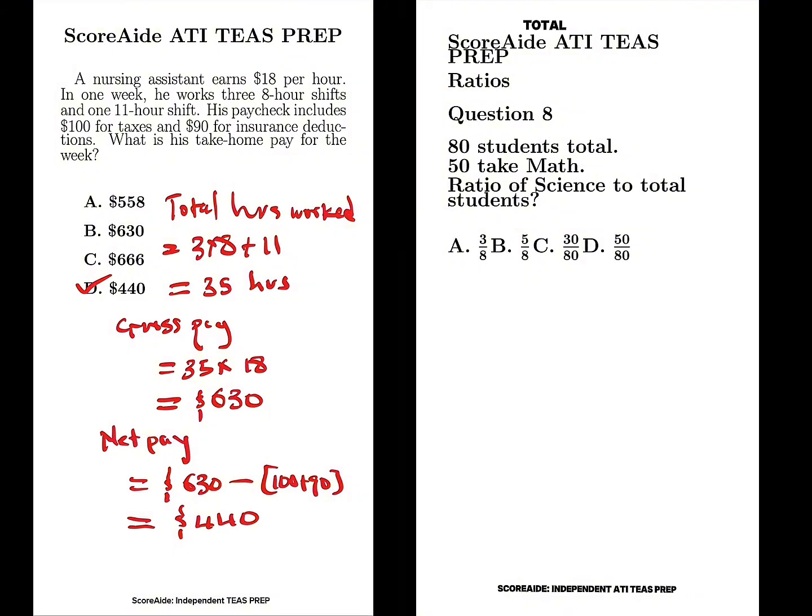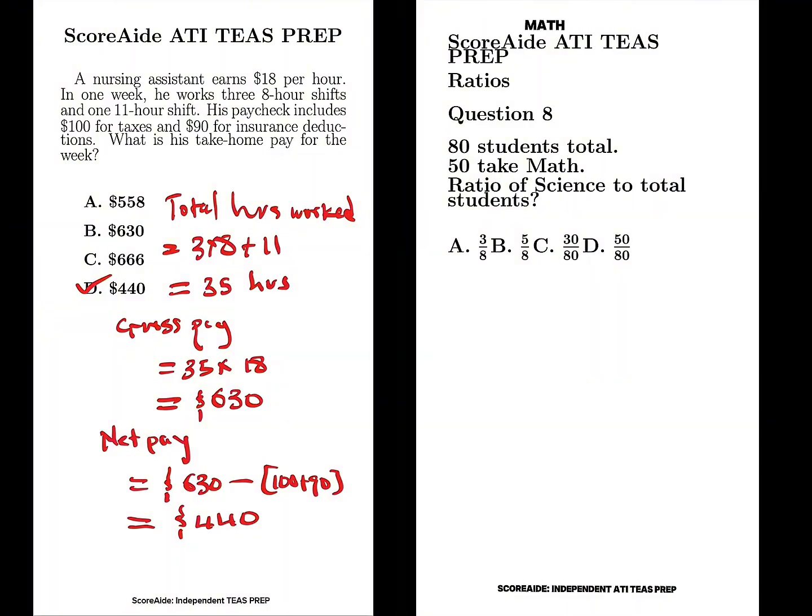80 students total. 50 take math. Ratio of science to total students. So they're telling me that math students aren't science students. This question is misleading, right? If you see this question, put a flag on it on the ATI TEAS. Students are allowed to flag some questions, right?